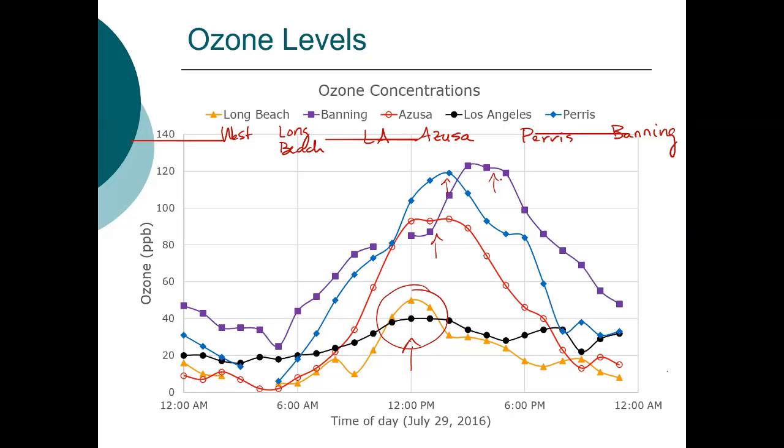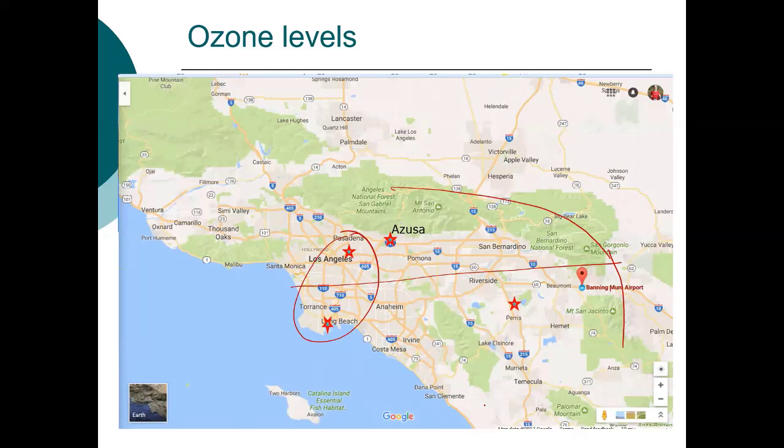So what's happening? Let's go back to this plot here. Prevailing wind direction is from the west, so it's a westerly wind. Is ozone a primary or a secondary pollutant? Secondary. It's a secondary pollutant, okay? So the primary pollutants are NO, to some extent NO2, and VOCs, volatile organic chemicals.